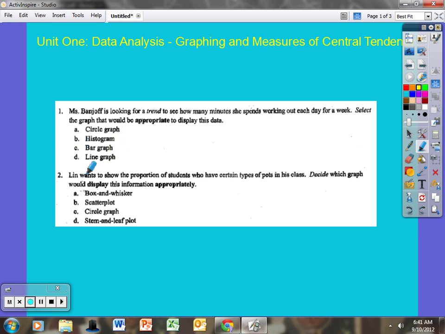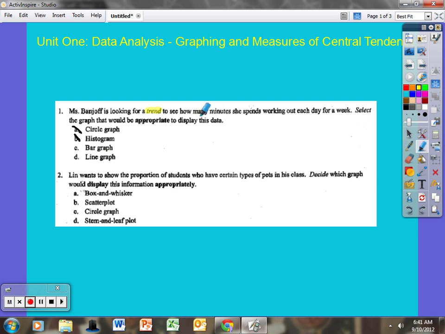First thing I see is these 4 answer choices. All 4 of these graphs or data representations we discussed in this unit, so any of them make sense right now. I go back into the question. Miss Banjoff is looking for a trend. I see the word trend italicized, so that must mean I should clue into this word. A trend is something going on over an extended period of time, something that's increasing or decreasing. I know a histogram doesn't necessarily show an increase or decrease over time. Bar graph possibly. Circle graph is usually percents, not trends over time. Line graph definitely.